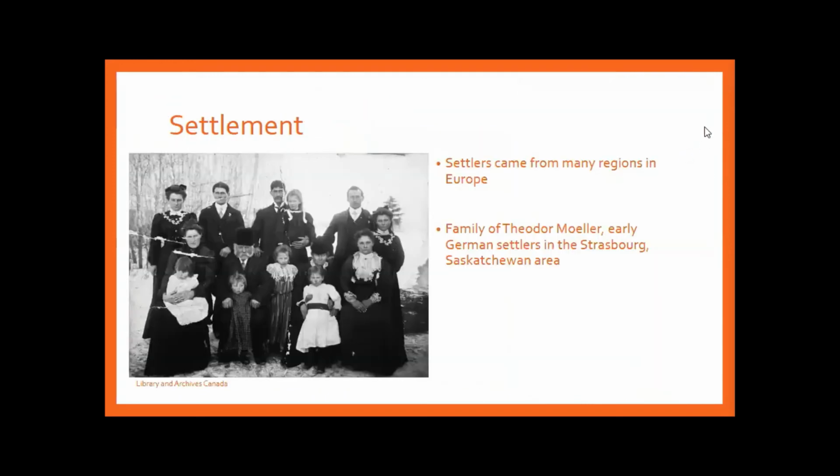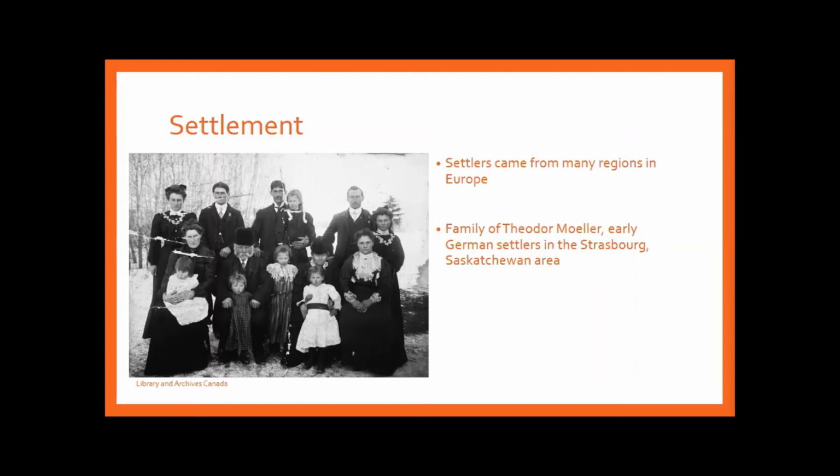So settlement, most of the settlers in Saskatchewan in the late 1800s, early 1900s came from Europe. So this is an example of a German family who settled around Strasbourg. And the Canadian government, again, because at the time the Canadian government felt the British were the best, they really wanted British people to come. So they encouraged people to come who were British.